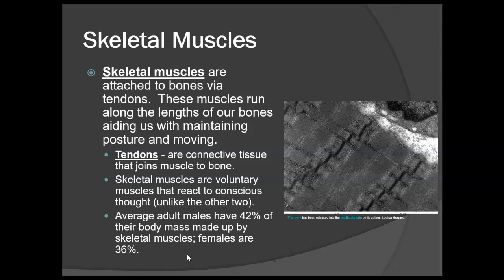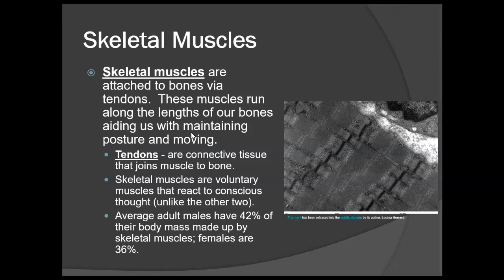In general, it's important to note too that the average adult male has about 42% of their body mass made up by skeletal muscles, whereas females are about 36%. But I always say that's average. It could be very different from person to person. So those are your three kinds of muscles.